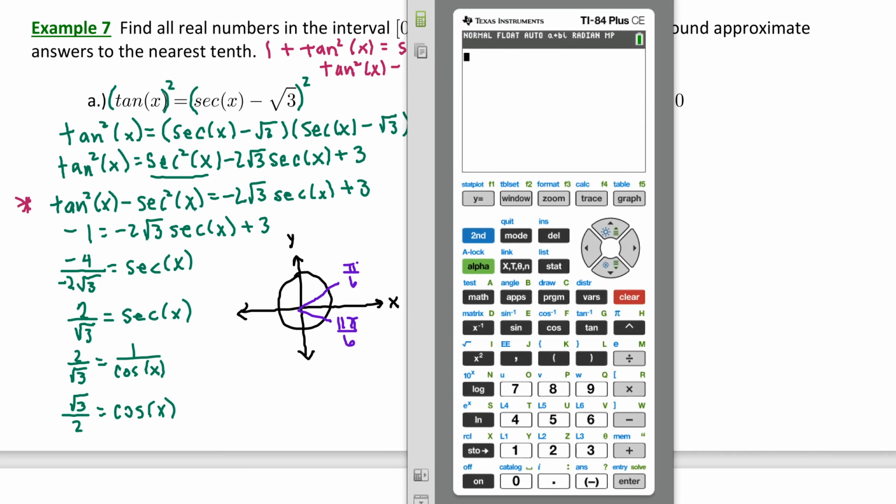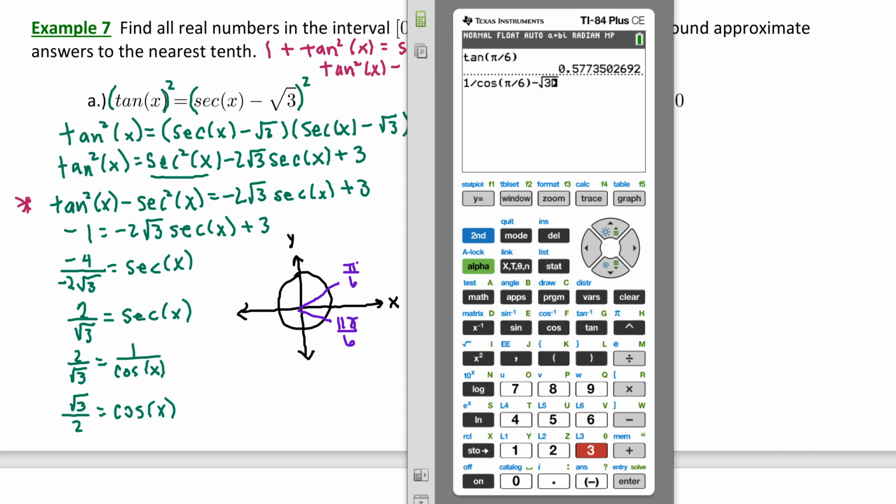That is, solutions that correctly come out of the algebra that don't satisfy the original equation. So it's really important that I check both of these solutions in my original equation. So I'm going to plug pi over 6 on the left to see the output, and I'm going to plug pi over 6 on the right.